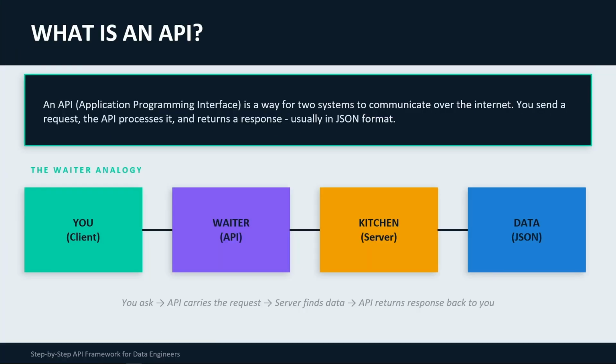An API is a way for two systems to communicate over the internet. So let's take the analogy of the waiter. You go to a restaurant, you request some food, and the waiter will go to the kitchen and bring the food for you. In this scenario, you are the client and the waiter is the API. The waiter will go to the kitchen, and the kitchen is the server, and bring the food for you. That food is basically the data that you requested. You ask the API, you query the request, and the server sends it back to you in a different format, mostly JSON format.